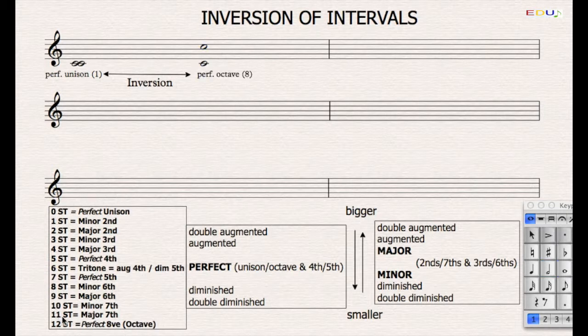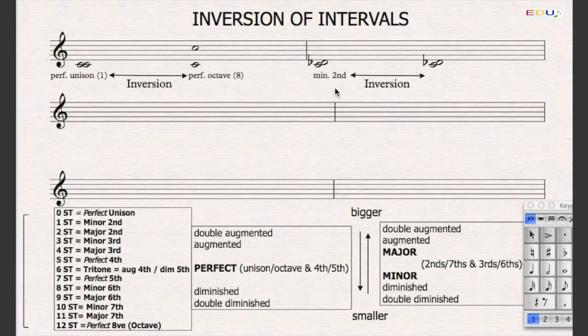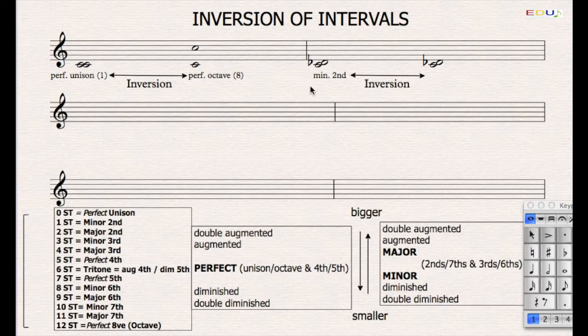So let me just draw this into our little table here. There we go. If we invert perfect unison, we get a perfect octave. What happens if I invert a minor second?